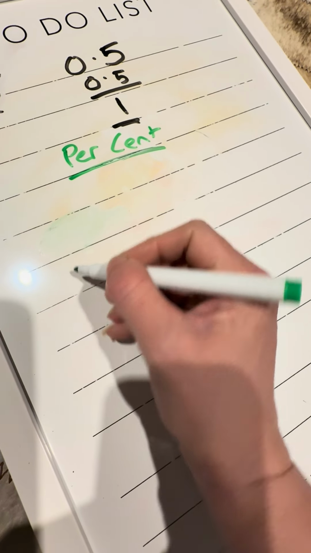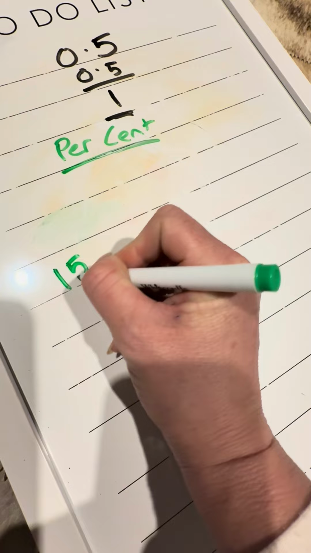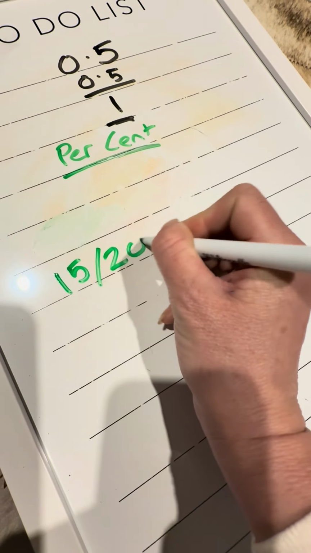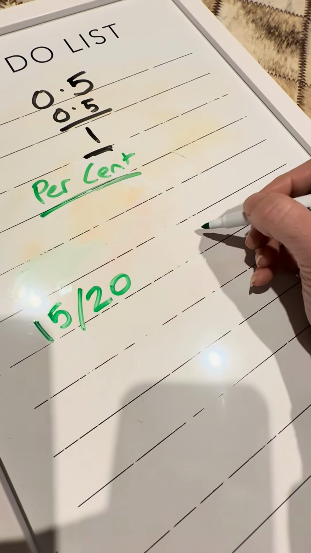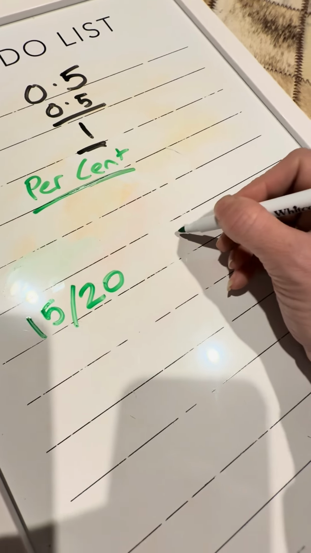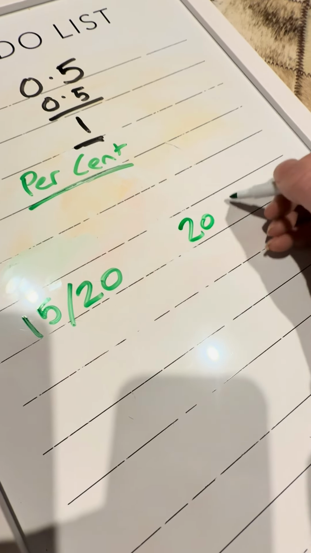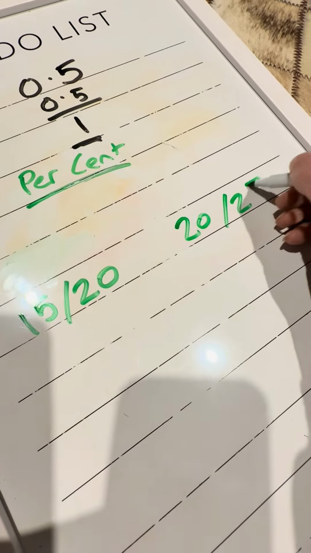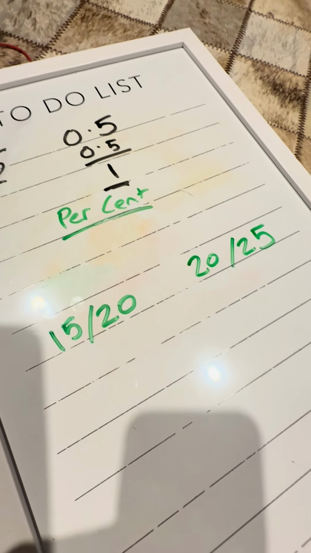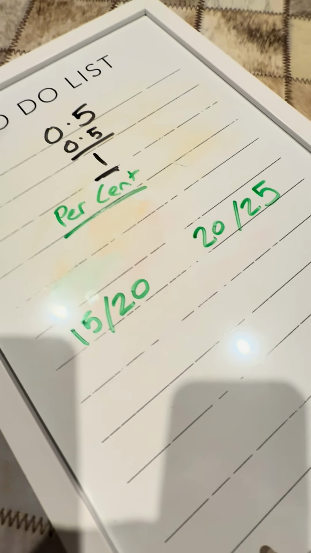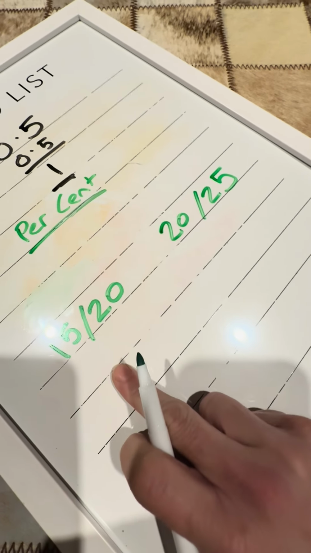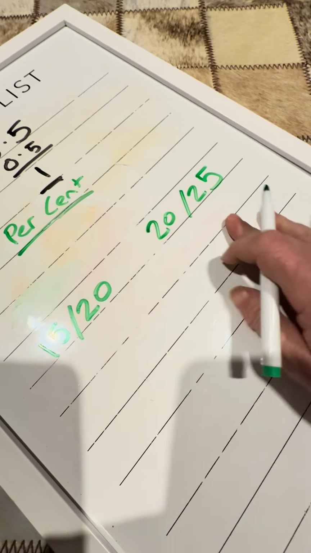So if you got 15 out of 20 on an English test and you got, let's say, 20 out of 25 on a maths test, which test did you do better on? And you're like, oh God, I don't know, because I only had 20 questions, I had 25, which should I do better on?